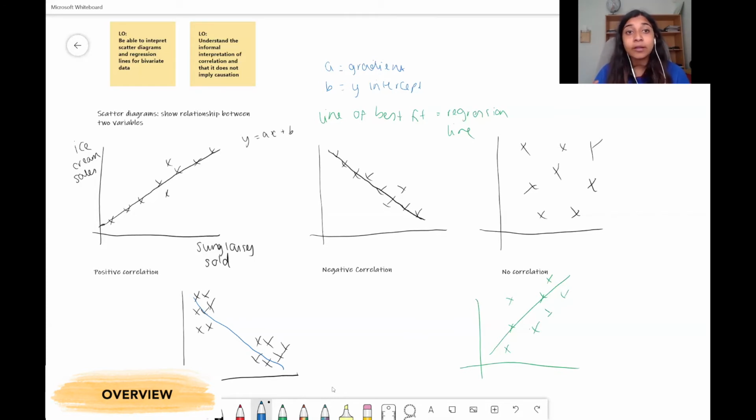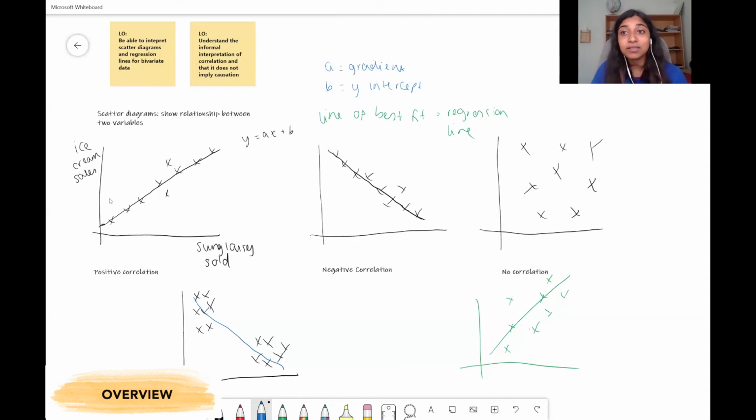One last thing, even though your diagram may show you have a positive or negative correlation, one really important thing you need to remember is that correlation does not necessarily imply causation. So with your sunglasses sold and ice cream sales, you can see a strong positive correlation. As more sunglasses are sold, there are more ice cream sales. But if you think about that, it's not necessary that actually more sunglasses sold is leading to more ice cream sales. There's no direct causation between the two.